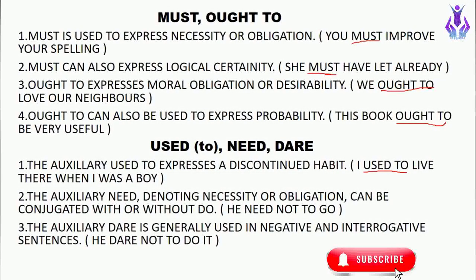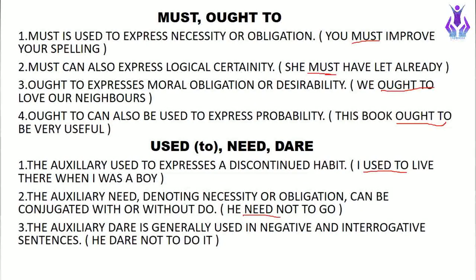The next one is the auxiliary need, denoting necessity or obligation, which can be conjugated with or without do. When need is conjugated, we denote certain necessities or obligations. For example, he need not go. It is a kind of necessity, or a kind of obligation, that he need not go. So the auxiliary need is also used in this manner.